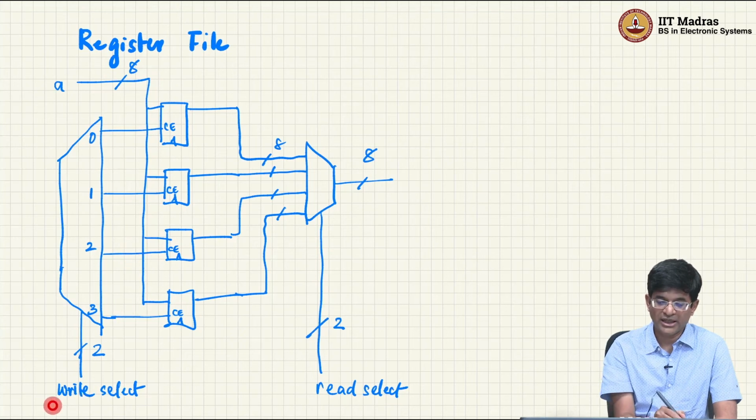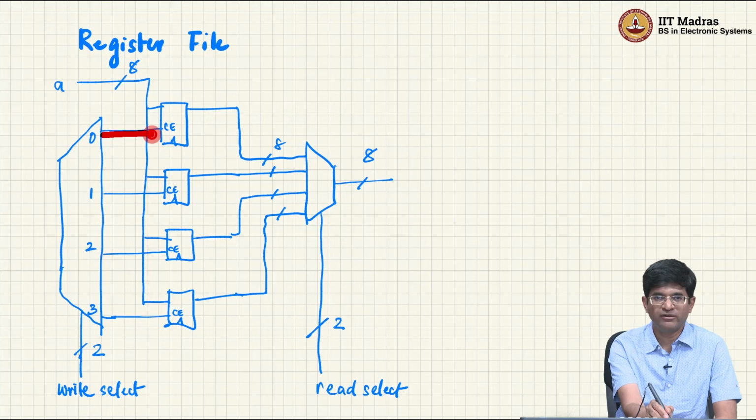Which one should I enable? I use another write select signal and say, based on the write select signal, either 0 or 1 or 2 or 3, these bits are going to become equal to 1. And they are mutually exclusive. At any point, only one of them is going to be equal to 1. Whichever one becomes 1, that's the value into which this A is going to get written. The other 3 are going to remain unchanged, right?